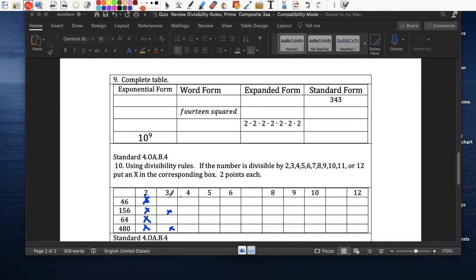For 4, how do we check? Divisibility for 4, we check the last two numbers. Is 46 divisible by 4? No. Is 156 divisible by 4? Yes, because the last two numbers, 56, can be divided by 4.